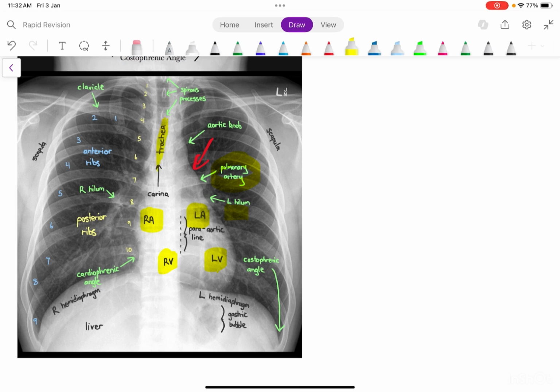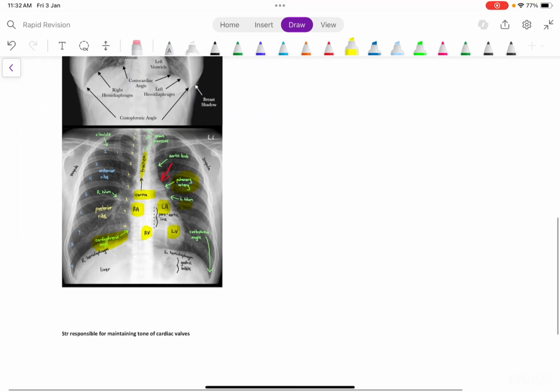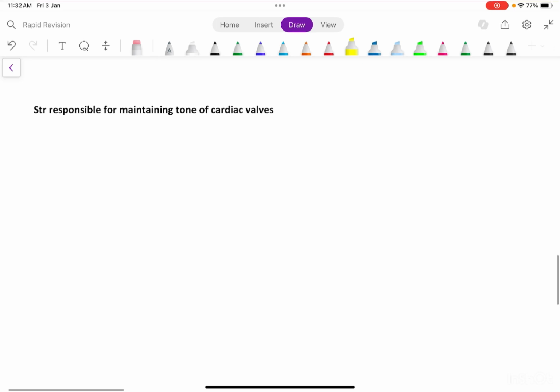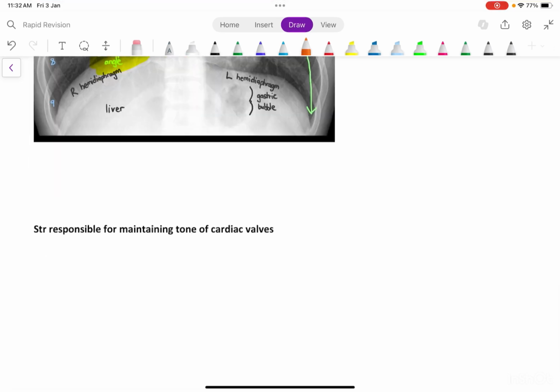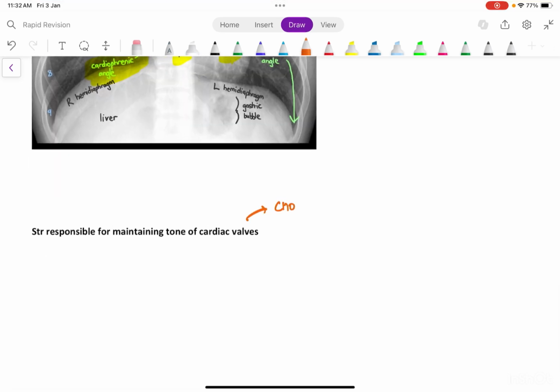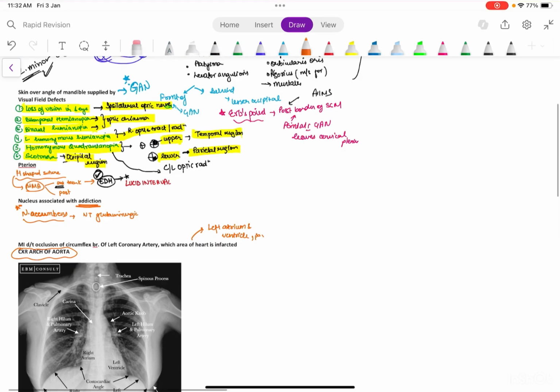Trachea is also sometimes asked. Carina is the bifurcation point of the trachea. Cardiophrenic angle you should know because you have to do it in general medicine. Then this much is fine. Then there was one more question: the structure responsible for maintaining the tone of cardiac walls is chordae tendineae. So these were the questions of anatomy.